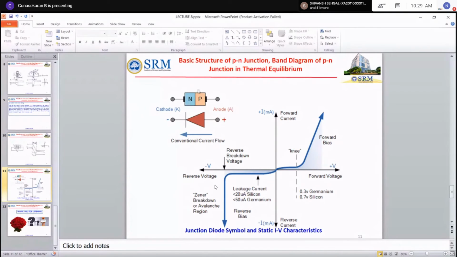And the corresponding symbol is also given. See, this is the P and N junction. The corresponding diode symbol is given here. So this is the symbol. The triangle is connected to the P side, and this vertical bar is the N region. Please understand.